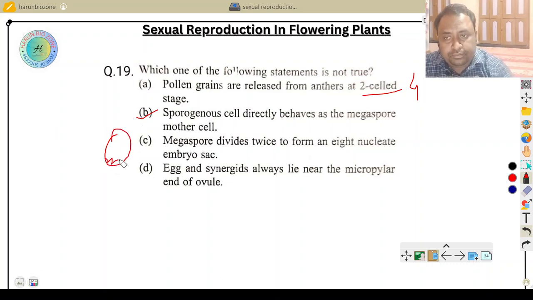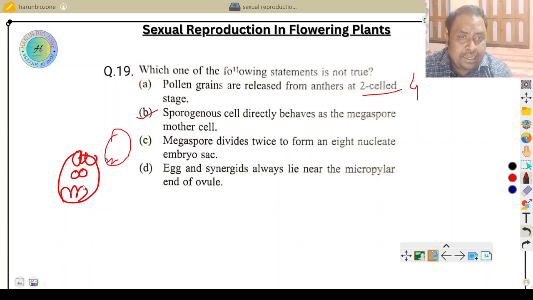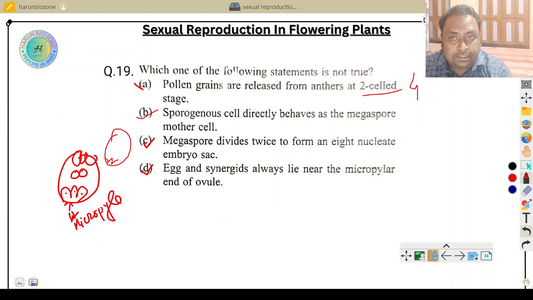In this embryo sac, here is the antipodal cell, here the synergids, three and 6 and 2, an 8-nucleated cell. Egg and synergids always lie near the micropylar end, the region from where the pollen tubes enter, right? So this is right, this is also right, but here statement A is wrong. Four-cell stage means four pollens are attached. This is the tetrad stage.